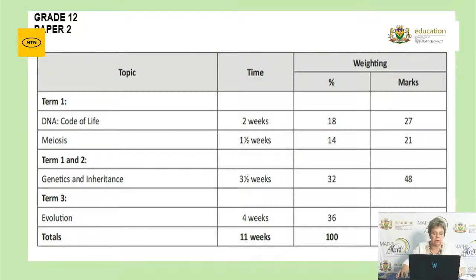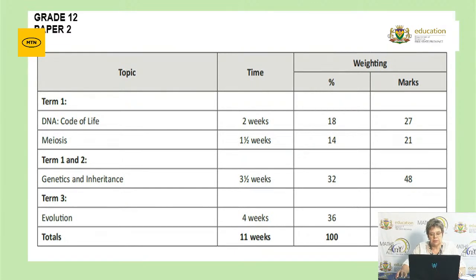We can help you accumulate a lot of marks. So if we look at grade 12, paper 2, the content is the code of life, meiosis, genetics, and then the one of evolution. But let us look at how we can break it down for you and give some crucial information and tips on these topics.